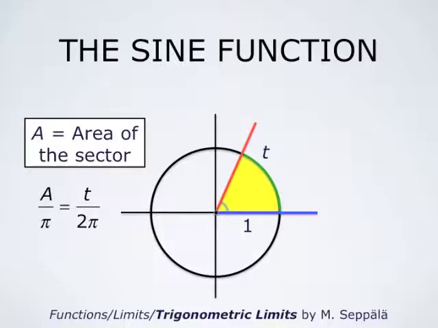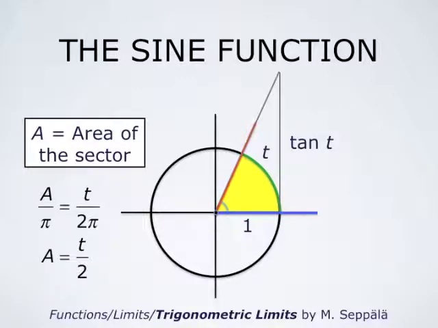The unit disk has radius 1, therefore its area is pi times radius squared, that is pi times 1 squared, which is pi. The 2 pi in the denominator of t is the full angle. And from here it follows that A equals t divided by 2. So that is the area of the yellow sector of the disk.